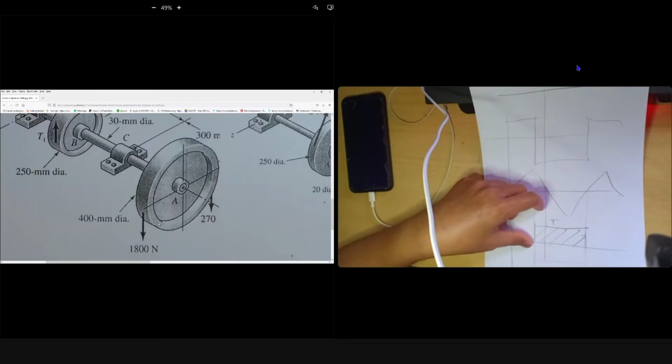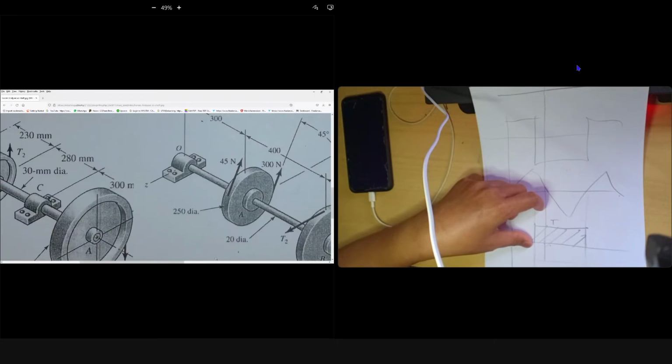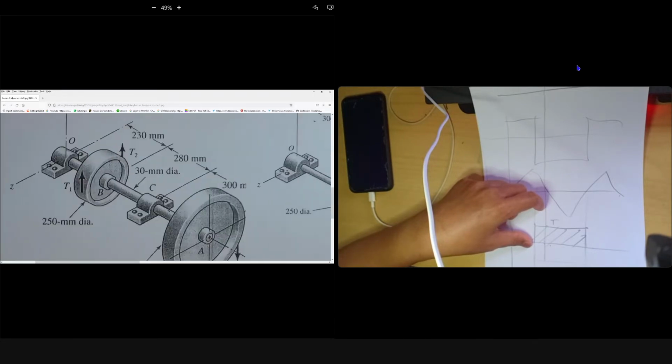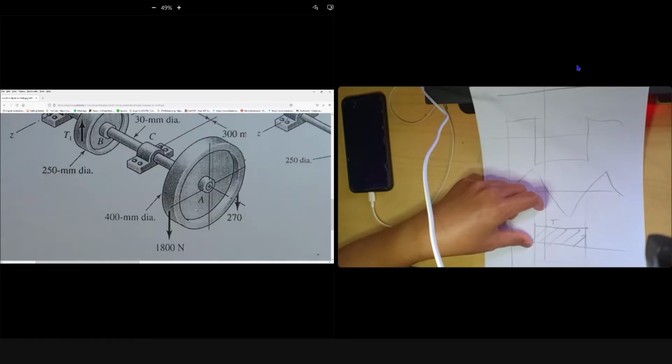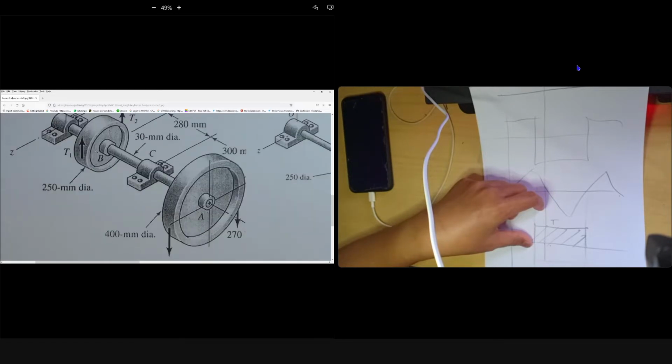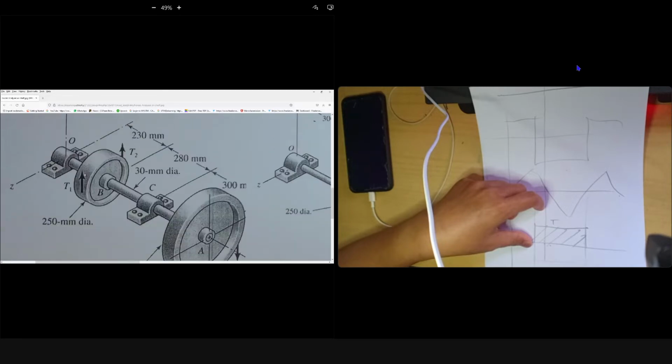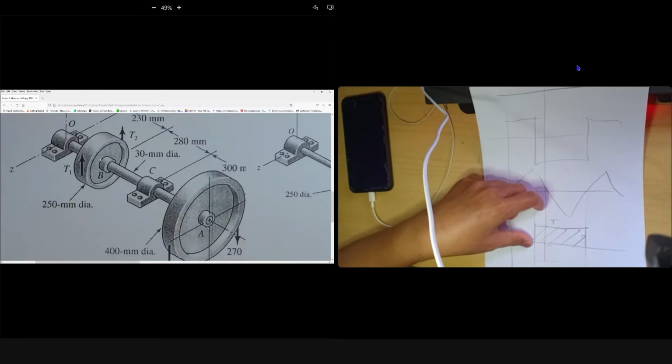Then we have torsion. So what is the value of torque? You know how to calculate torque, right? Like this example, what is the torque of this shaft? For this kind of question, where is your torque? Between O and B there is no torque. Just right after B, between B and C, and A, we have torque.